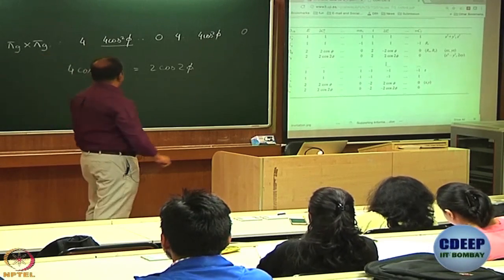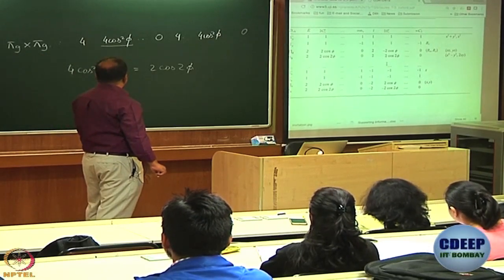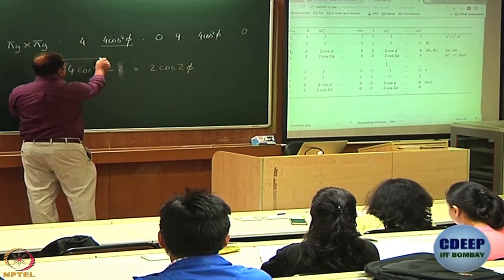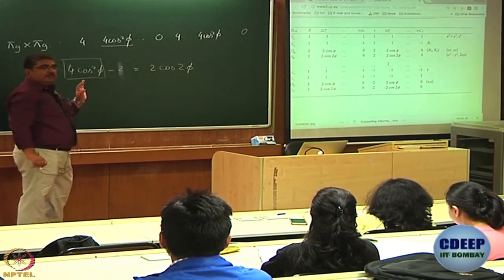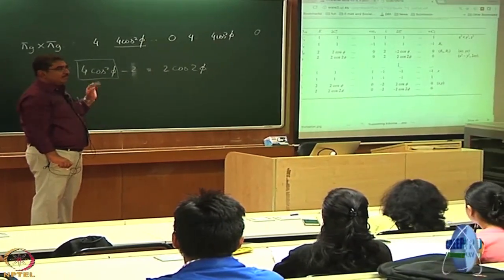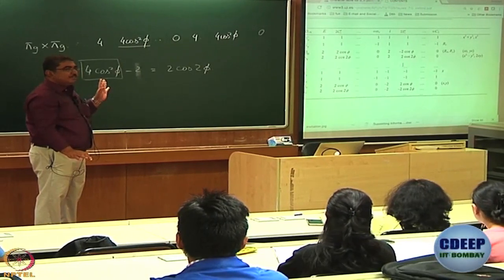4 cos square phi minus 2. Yeah. So, 4 cos square phi is something I already have. How do I get minus 2? Am I making sense? No?